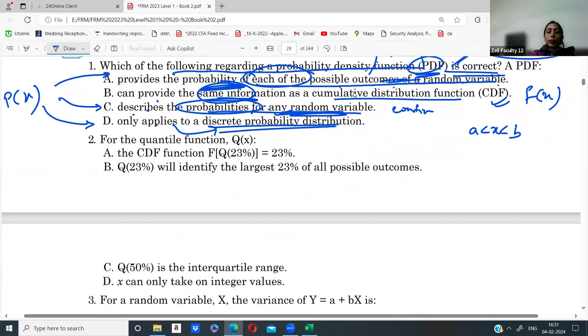Now let's look at the second question. For the quantile function Qx.